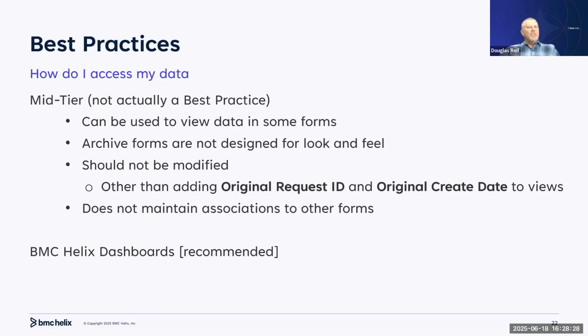Also, the mid-tier doesn't maintain association. So if you look up a help desk record and you want to find the related work order, it isn't there. The relationships are broken in archive records. So all that to say, mid-tier, it's not perfect. It allows you to access the data.